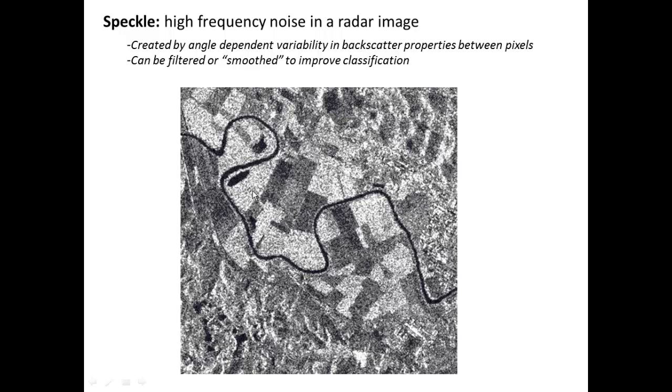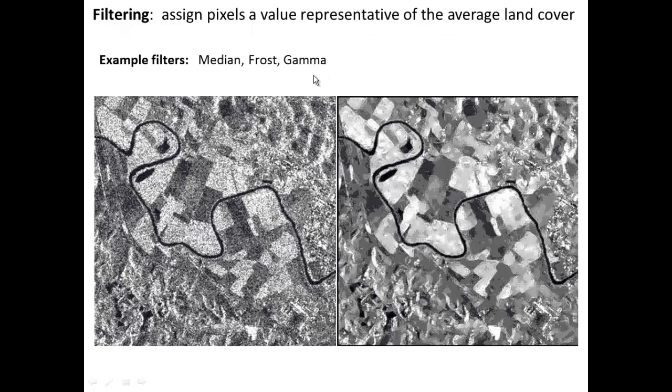So speckle is basically a random variation. So to get rid of it, we're going to smooth the pixels. We're going to go through and average the pixels or assign some value based on what the neighboring values are. A few of the filters or smoothing techniques that are commonly used for radar data are the median, frost, and gamma filters. The median would just consider a pixel and then assign it a new value based on whatever the median of its neighbors is. The frost and gamma rely on a bit more complicated assumptions about how the speckled pixels should be distributed in space.